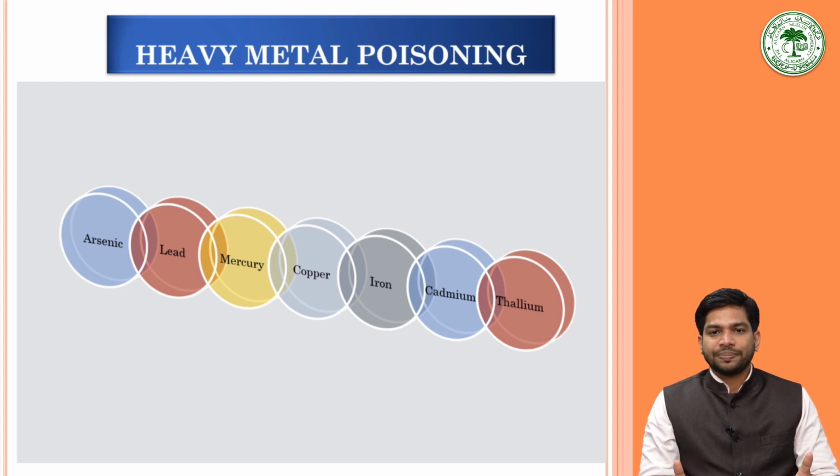Though the general perception is that heavy metal poisoning is uncommon, the actual fact is just the opposite. Heavy metal poisoning, acute as well as chronic, is a major cause of morbidity and mortality all over the world, and India is no exception. Major toxic metals are arsenic, lead, mercury, copper, iron, cadmium, and thallium. We will be understanding poisoning due to each of them one by one.